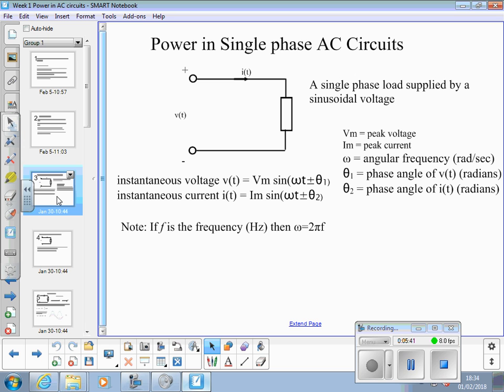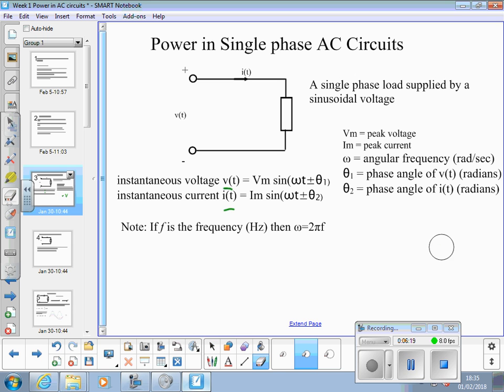Okay. Now, a little bit of background. A single phase load supplied by an AC sinusoidal voltage. We specify instantaneous voltage and instantaneous currents with lowercase v and lowercase i. You have to be very particular here about that notation. So when you're handwriting in your exam scripts, overemphasize lowercase v, uppercase V, so I can see that you're keeping to the right kind of notation.